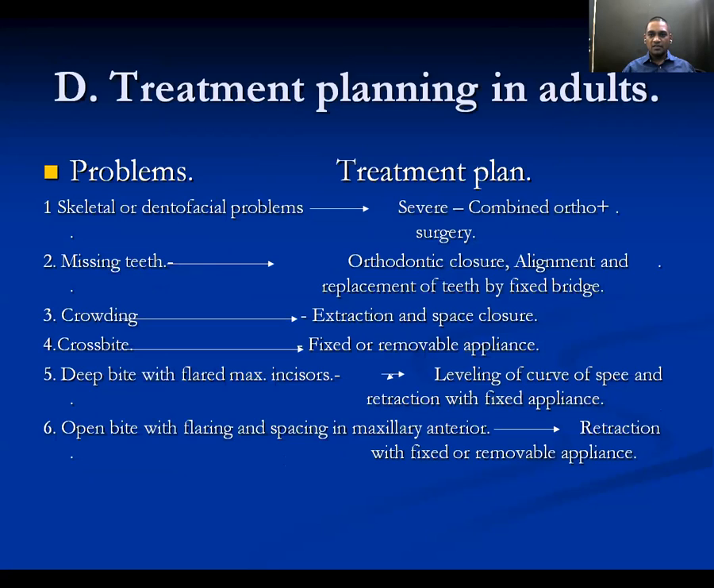In treatment planning in adults, if the patient has crowding, severe crowding, missing tooth, or crossbite, it can be done with fixed appliances, sometimes removable appliances, and open bite and deep bite cases can be treated with the help of fixed appliances.